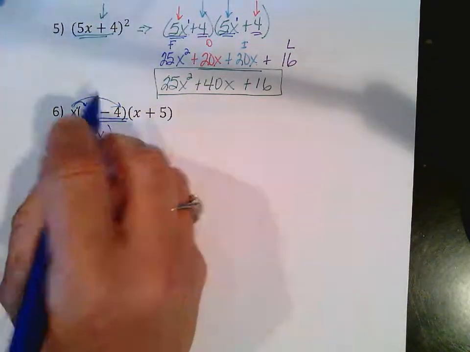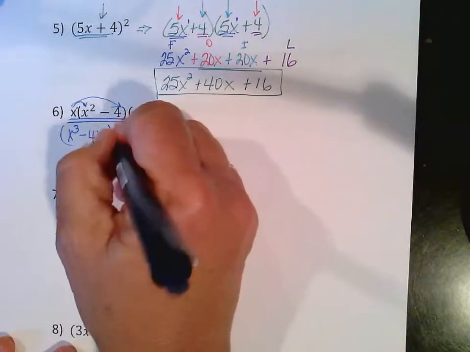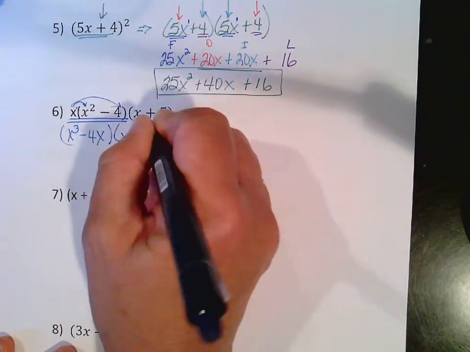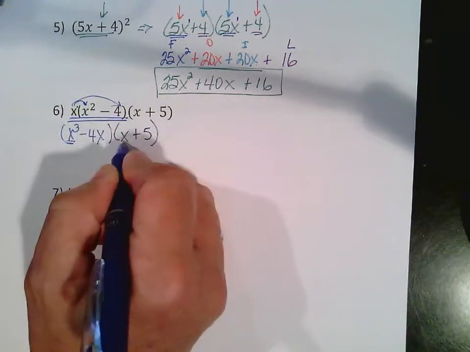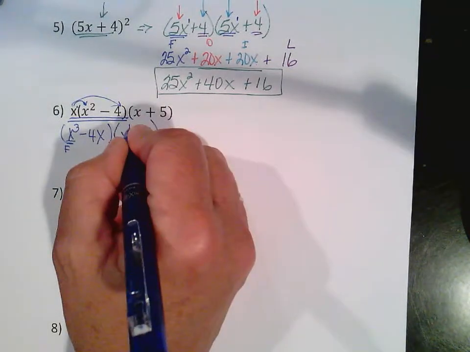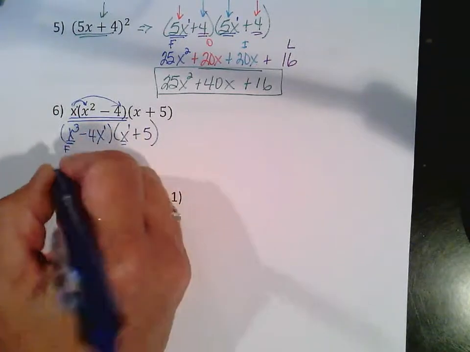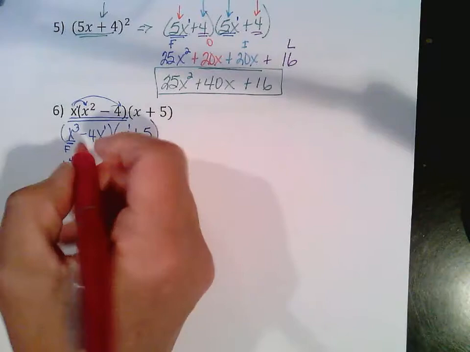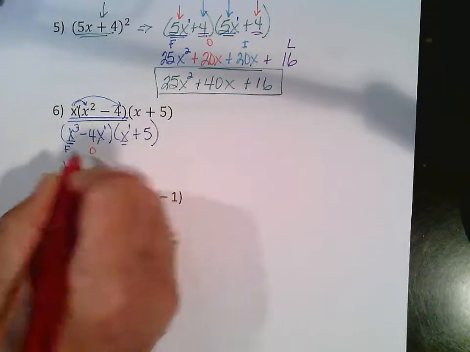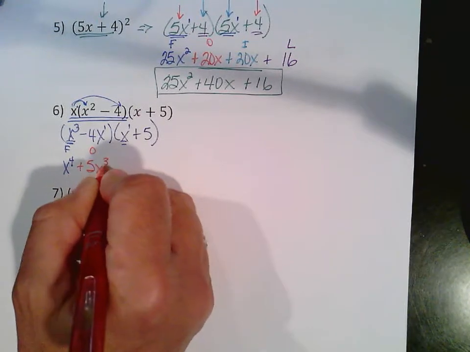And now I'm going to take that times this other binomial that I haven't done anything with yet. And now I have another FOIL problem. So I'm going to do my first term. This is x to the first, and this is x to the first. Remember, if we don't have exponents, we put a 1 on there. 3 plus 1 is 4, so this is x to the fourth. For my outside term, I have x to the third times 5, so that's 5x to the third.